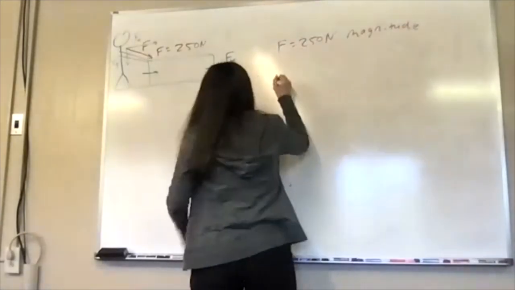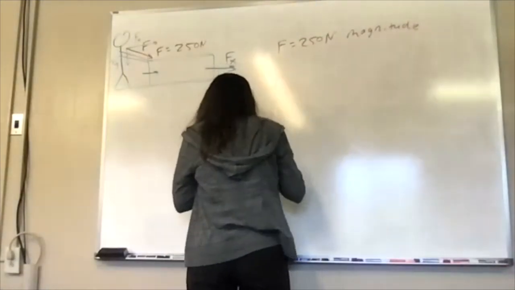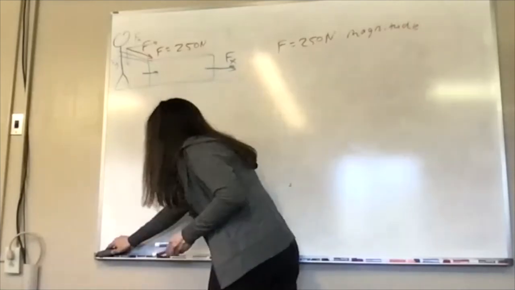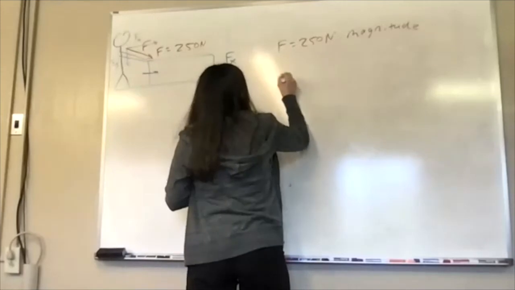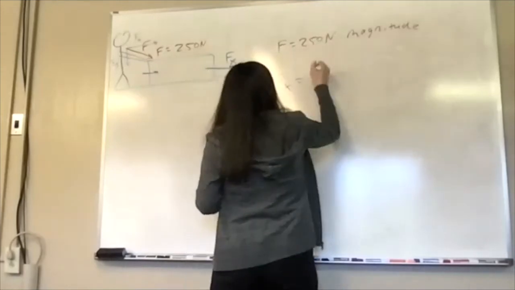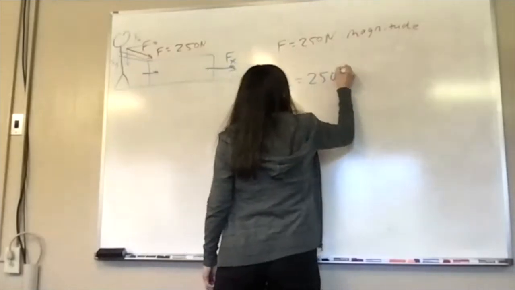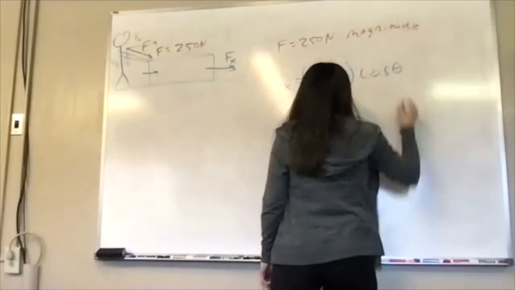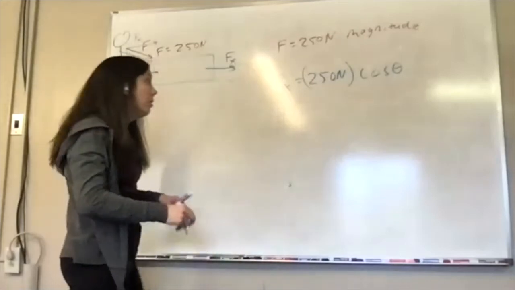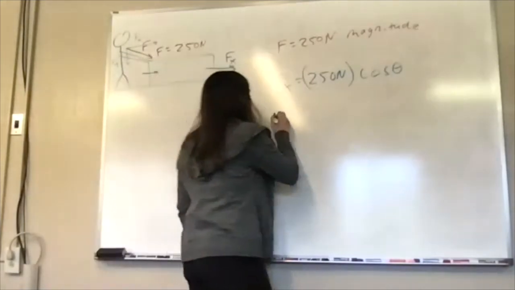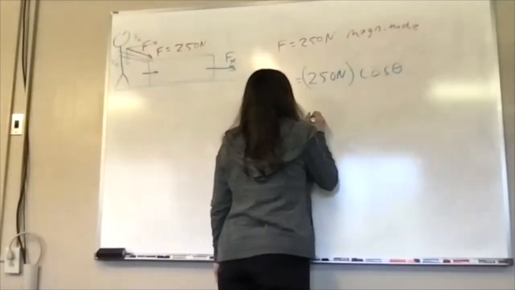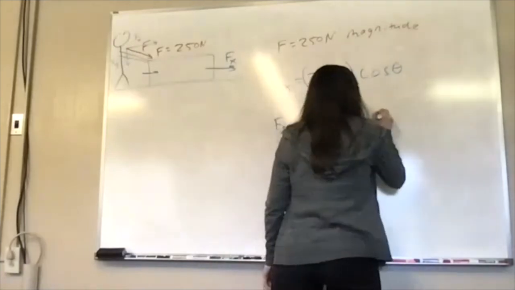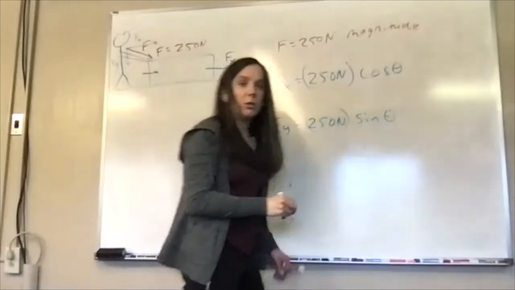Well, it's split. 250 newtons of force is split between the two dimensions. So for the force in the x dimension, we would multiply the magnitude by cosine. F sub x would equal the magnitude, 250 newtons, times cosine of the angle that you're pushing the box with. And the force in the y dimension is the magnitude of the force times sine of the angle you're pushing the box with.